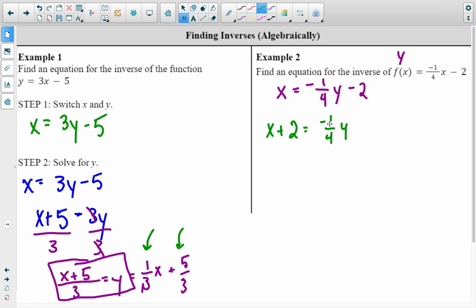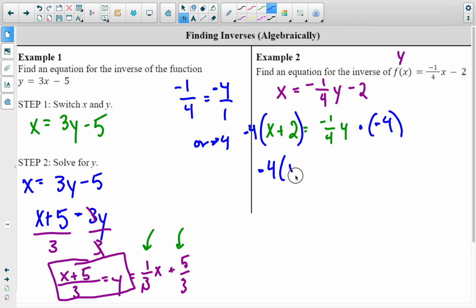What we can do is multiply by the reciprocal. Remember, the reciprocal is where you flip the numerator and the denominator. The reciprocal of negative 1/4 is negative 4 over 1, or just negative 4. So we can multiply both sides by negative 4. Be careful with the left side: you have to make sure you have negative 4 times both pieces. It's a quantity, x plus 2, so we have to distribute. Negative 4x minus 8 equals y.